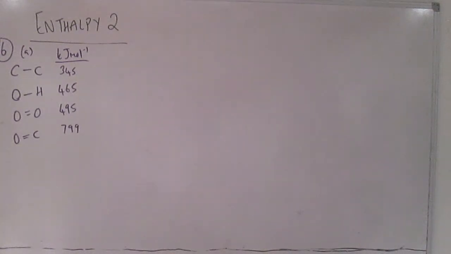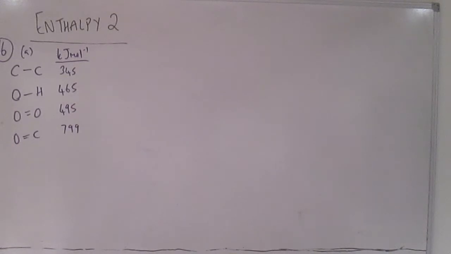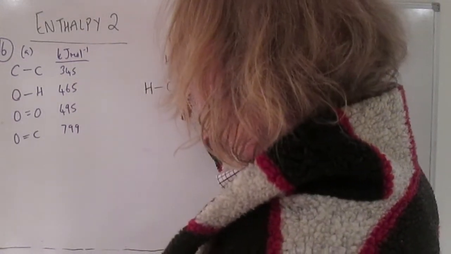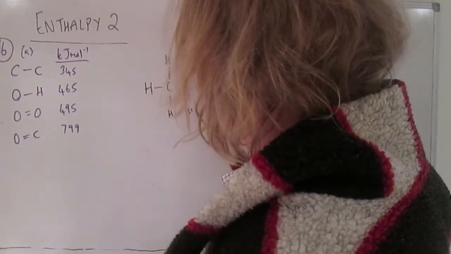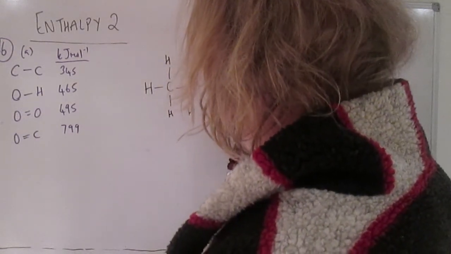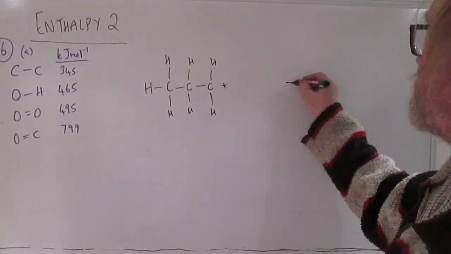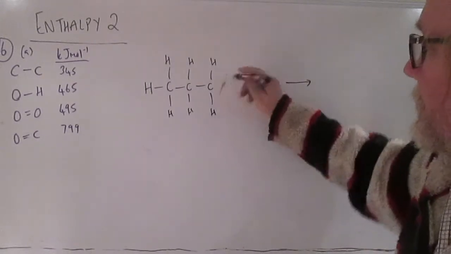Question 16 wants, first of all, an equation for the complete combustion of propane, specifying using displayed formulae. Okay, so propane is a 3 carbon alkane, so there's the displayed formula. And then that's going to react with some oxygens, which we'll draw in a minute when we see how many we need. And you can see that we're going to need, sorry, missed out a hydrogen there.